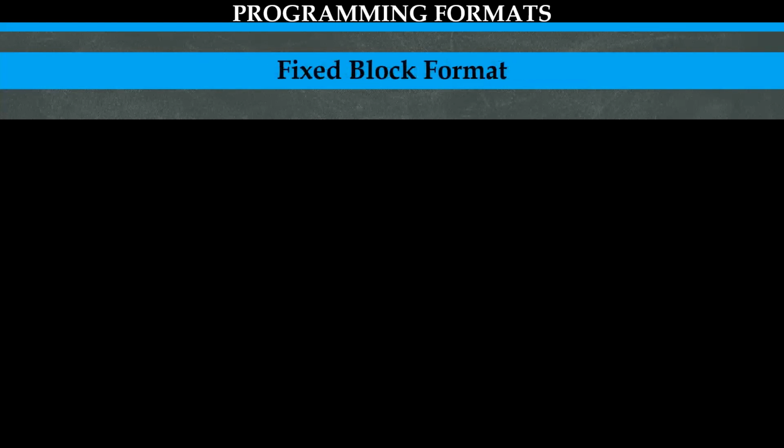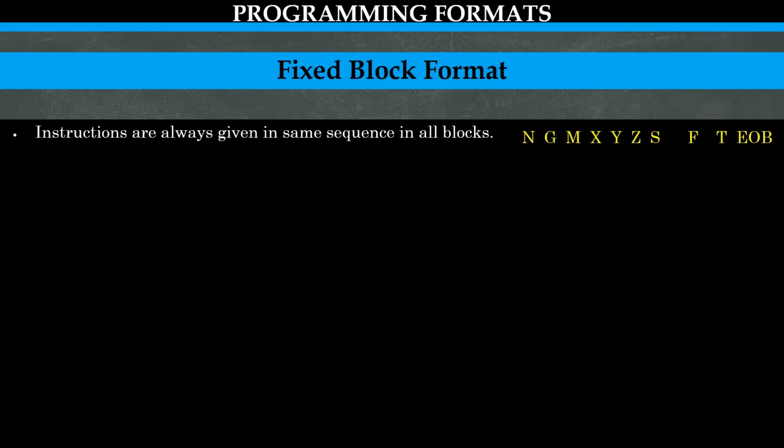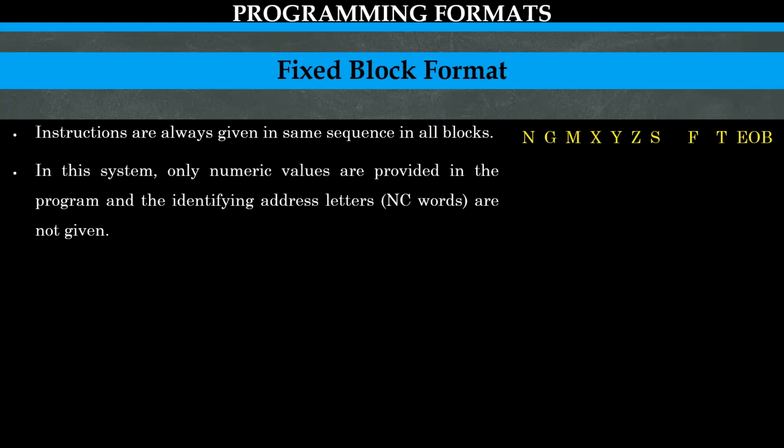As the name suggests, the fixed block format has a block which is fixed. Block is fixed means instructions are given in the same sequence in all the blocks of instruction. The sequence which is seen here is N, G, M followed by X, Y, Z, which is followed by S word, F word, T word, and finally end of block. In this system, only numeric values are provided in the program and identifying address letters, that is NC words, are not given, and a block of instruction looks like this.